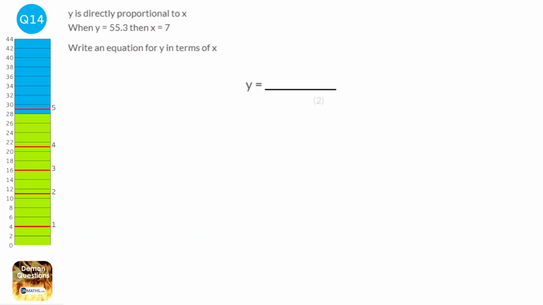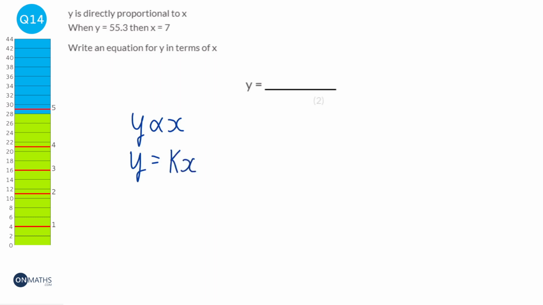So when we say y is directly proportional to x, what we mean is whenever x doubles, y will double. Whenever x halves, y will halve. Now we've got this proportionality sign here, and to make that an equals, all we need to do is introduce a k constant to the right hand side. So it's y equals something times x.